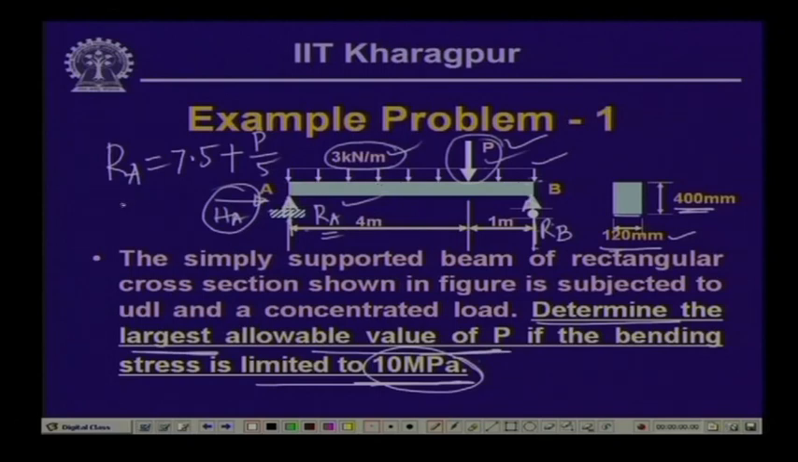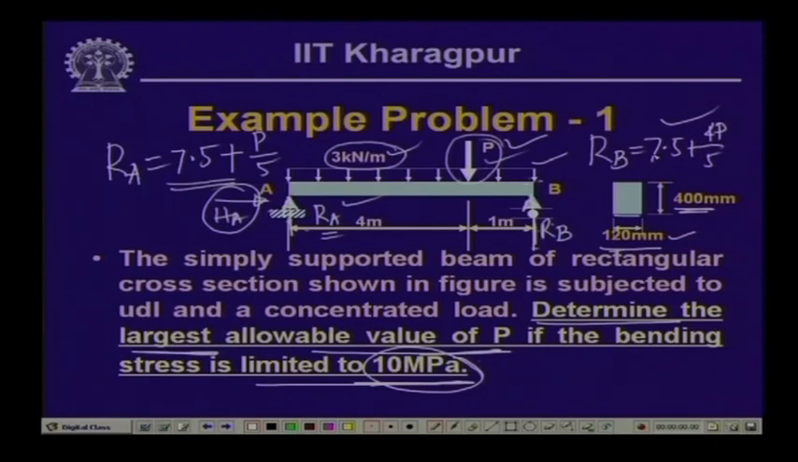Now, R B correspondingly will be 3 times 5 means 15 plus P minus 7.5 minus P by 5. So, R B consequently will be equal to 7.5 plus 4 P by 5. So, these are the values of the reactive forces R A and R B.